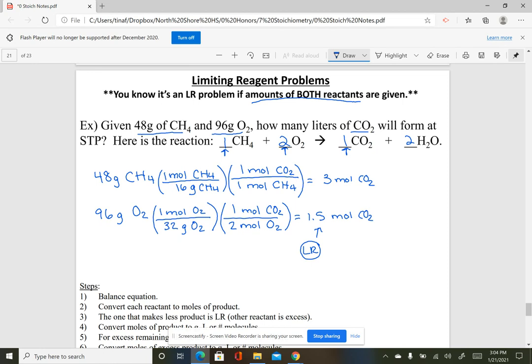All right. Now I can't stop here because the question didn't ask me how many moles of CO2. It asked me how many liters of CO2 is going to be made. So I have to do one more step. If I have 1 mole of a gas, that's going to take up 22.4 liters of space. And my final answer is going to be 33.6 liters of CO2. Okay, so that's my limiting reagent.